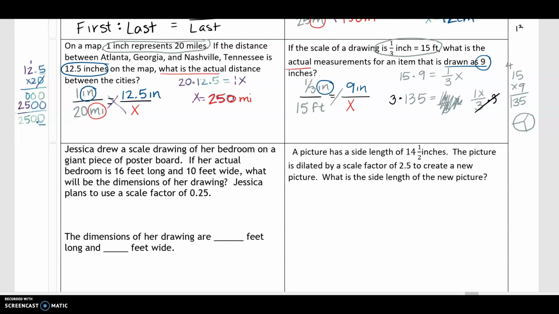So I'm going to go ahead and take 135 and I'm going to multiply times 3. 3 times 5 is 15. 3 times 3 is 9 plus 1 is 10. 1 times 3 is 3 plus 1 is 4. So I have that x is equal to 405. And I know that since it's on the bottom, I'm going to take those. So 405 feet is the actual.